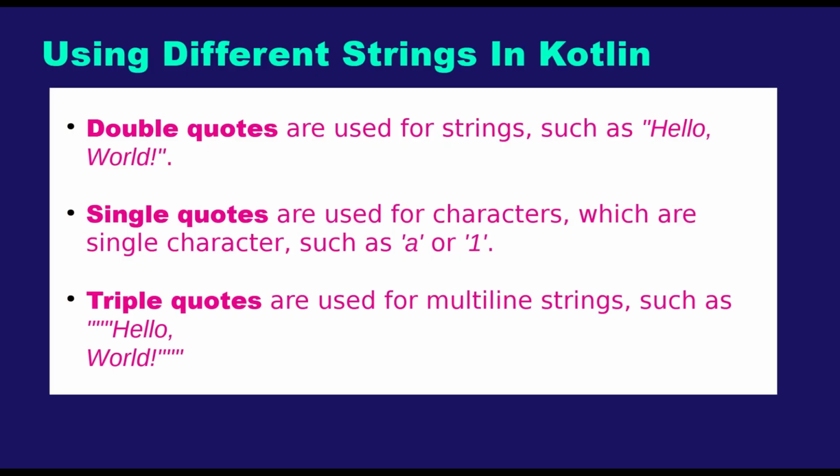Using different strings in Kotlin. A string is a sequence of characters that can represent text, such as words, sentences, or characters. In Kotlin, you can create strings using double quotes, single quotes, or triple quotes. Double quotes are used for strings, such as Hello World. Single quotes are used for characters, which are single characters, such as a or 1. Triple quotes are used for multi-line strings, such as hello, a new line, world.